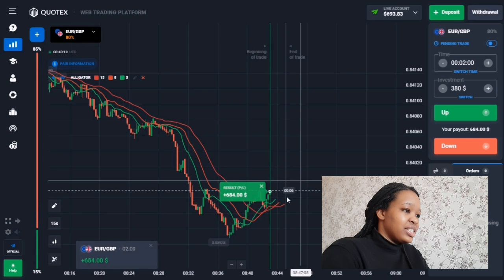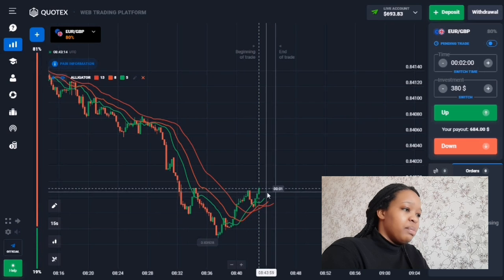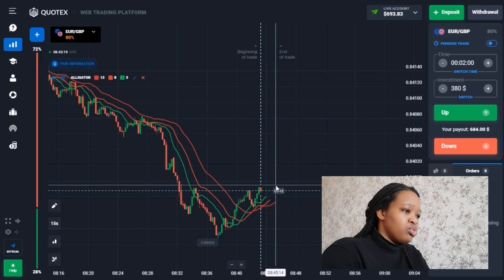Well, this is nice. Price moved upwards, although you can see there was a pullback down, but I've got my profit due to the indicator. So I think I'm ready to continue trading and find other trades that are interesting to trade on.